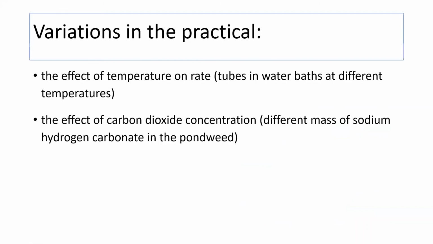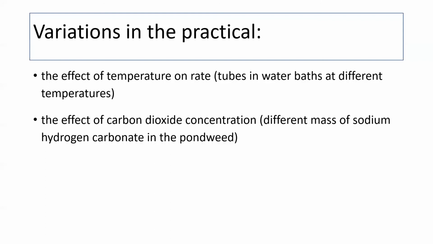Now, they could also look at different ways of measuring rate of photosynthesis, looking at the effect of temperature and carbon dioxide concentration. So with temperature, you could have different boiling tubes placed in a water bath of different temperatures, and again, you could count the number of bubbles. With carbon dioxide concentration, you would then be looking at that sodium hydrogen carbonate solution and having different concentrations of that. And again, then you can do your measuring.